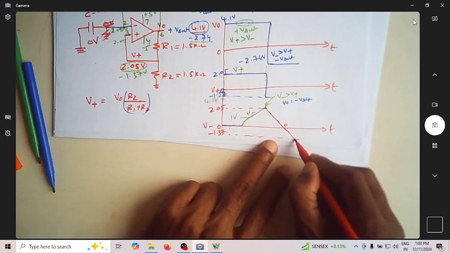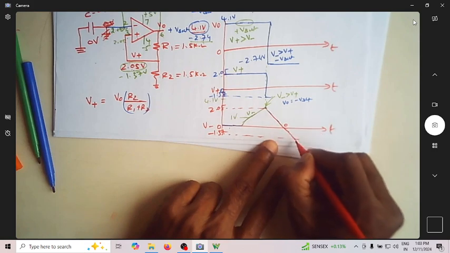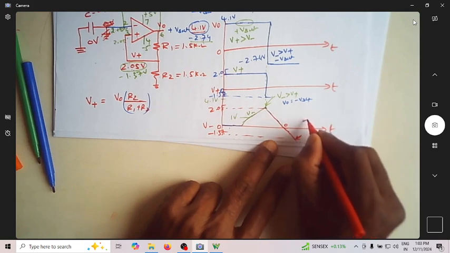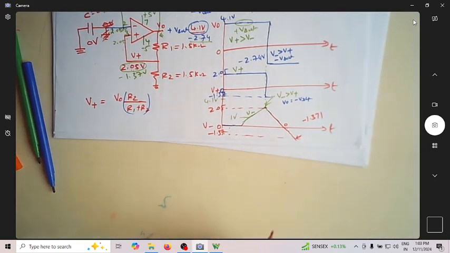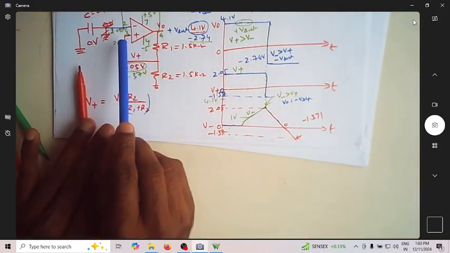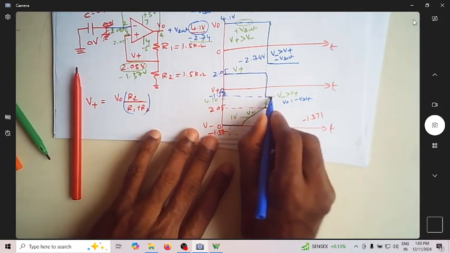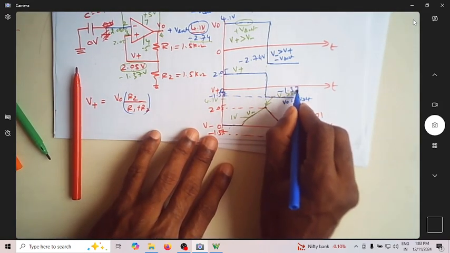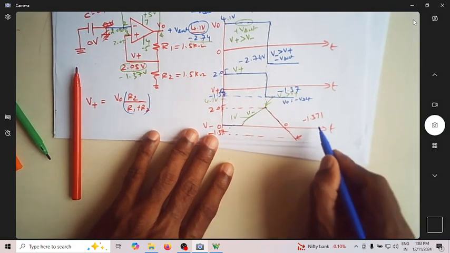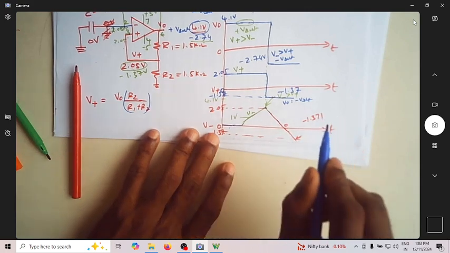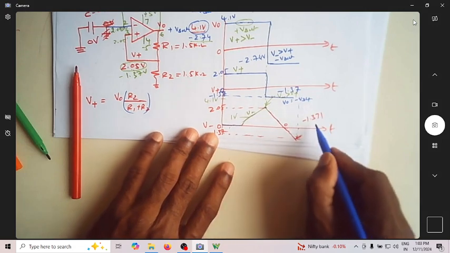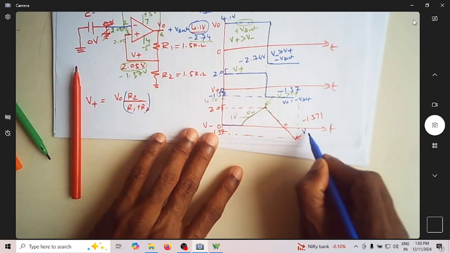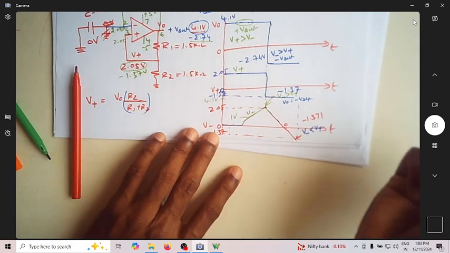When it tries to go below, assume that this voltage is minus 1.371. Now what is the voltage at the non-inverting terminal? The non-inverting terminal is minus 1.37 volt. What is the voltage at the inverting terminal? It is minus 1.371. So at this moment, V minus is less than V plus, or V plus is more than V minus.